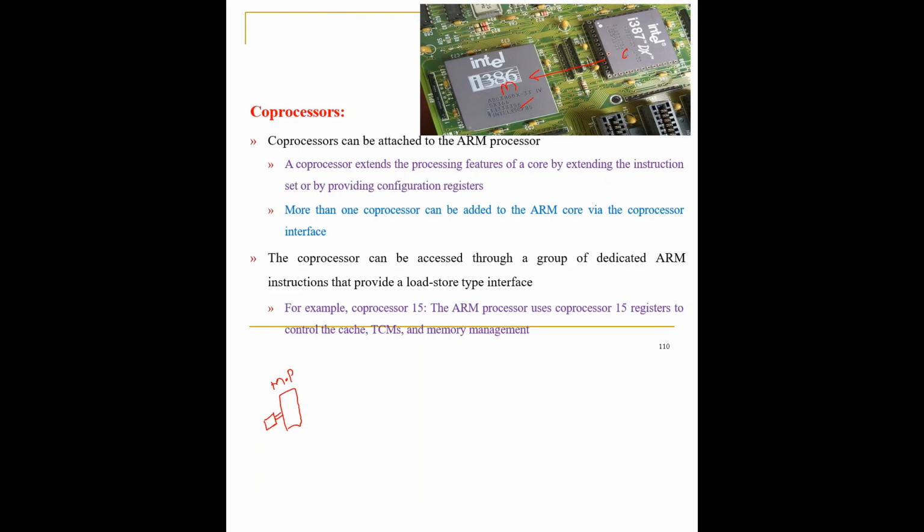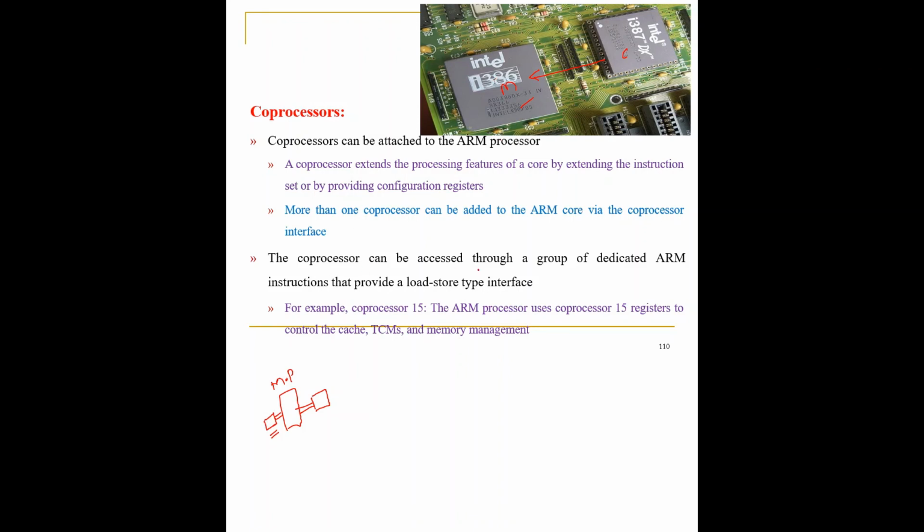More than one coprocessor can be added to the ARM core via the coprocessor interface. The question is, sir, can I add only one coprocessor, or can I add more? Yes, you can add any number of coprocessors depending on your functionality and depending on the capacity of the main processor. If you have a processor which cannot do digital signal processing, then you can add a digital signal processor. If you need one more processor which will do arithmetic and logical functions very fast, then you can add that also. So any number of coprocessors can be added to the main processor.